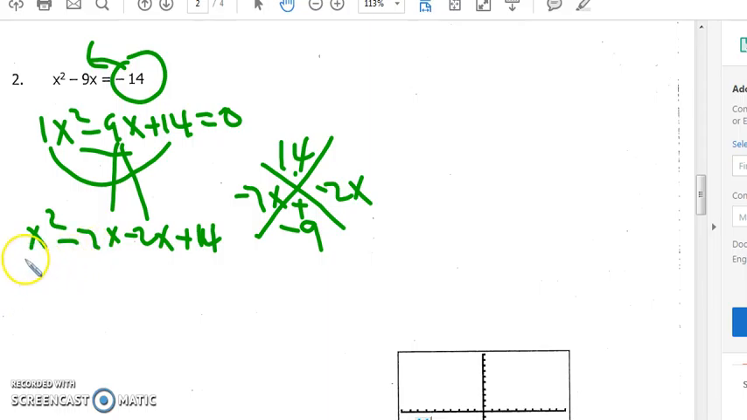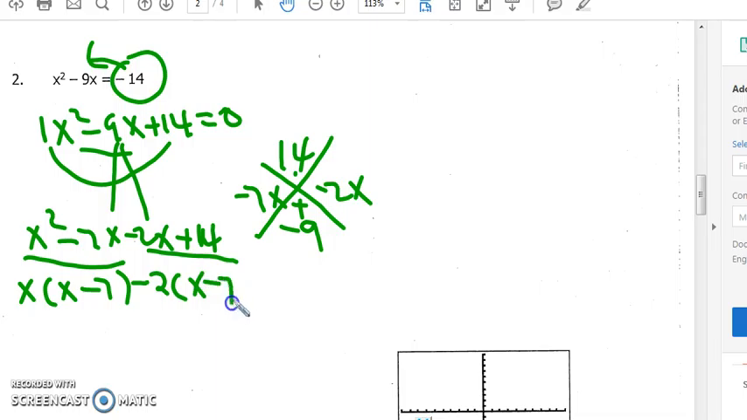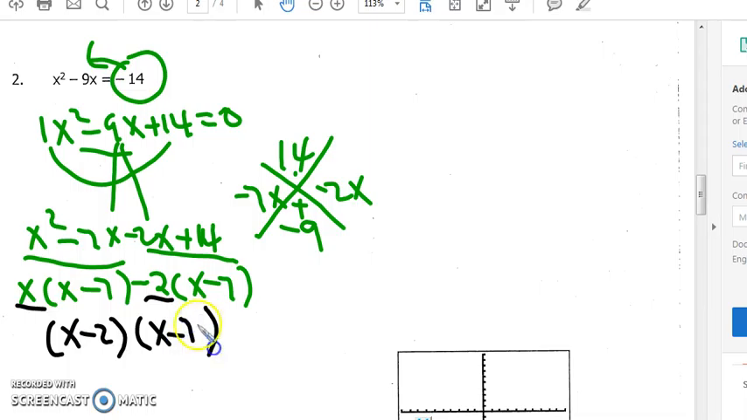And then you're going to do the first two. They have x in common, so x minus 7. Second one, you put the negative here. Make sure you put that. And then 2 and 14, their GCF is 2. And then minus 7, because negative 2 times negative 7 is positive 14. And then you're going to write these two in the front. And then you're going to write x minus 7 just once.